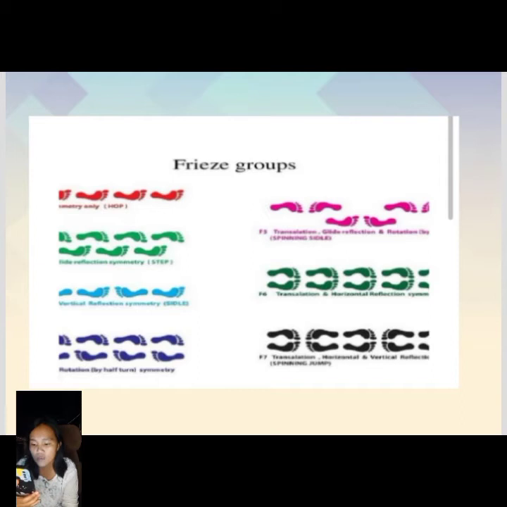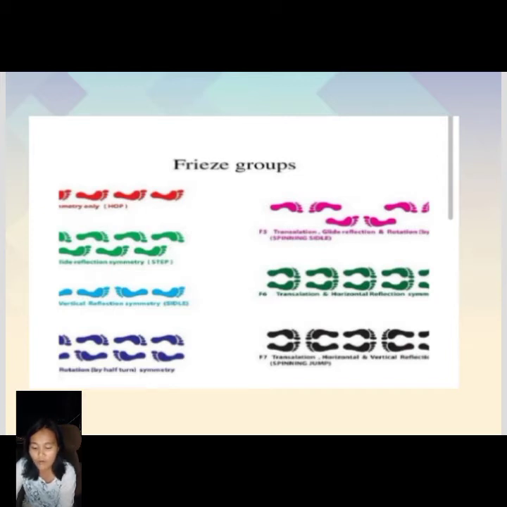Phrase groups. So, nasa 7 ka buo. So, una, F1, translation or symmetry only or HOP. So, sa F2, translation and glide reflection symmetry or SIDLE or step. F3, translation or vertical reflection symmetry or SIDLE.